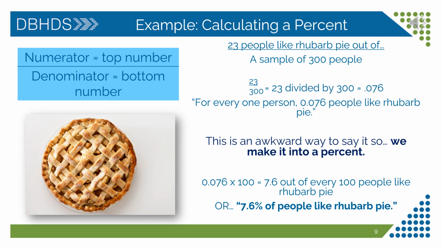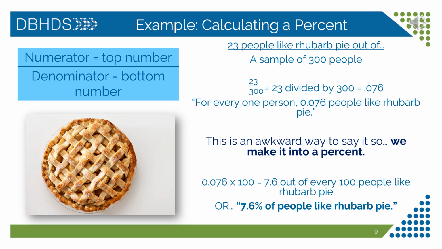Let's do an example of calculating a percent. We want to know what percent of people like rhubarb pie. We're going to remember that the numerator is the top number and the denominator is the bottom. We have a sample of 300 people, and we asked them if they like rhubarb pie, and 23 people said yes. So we have our sample of 300 as the denominator, and our 23 people who said yes as the numerator. So we're going to do a division.